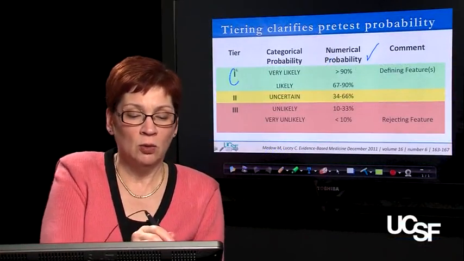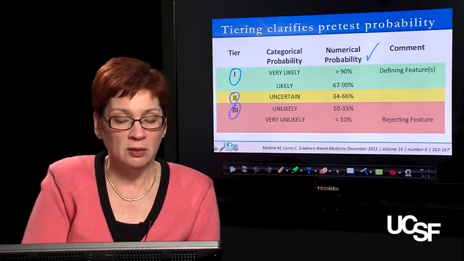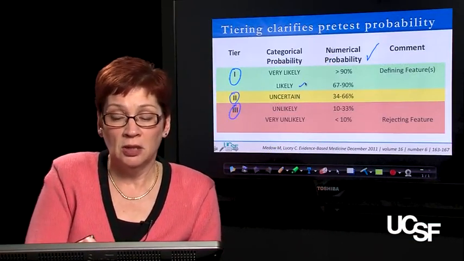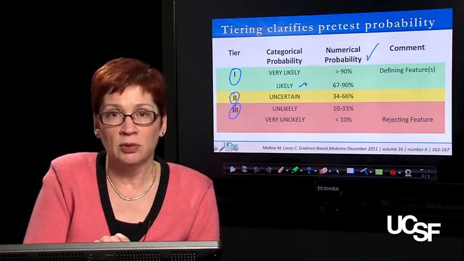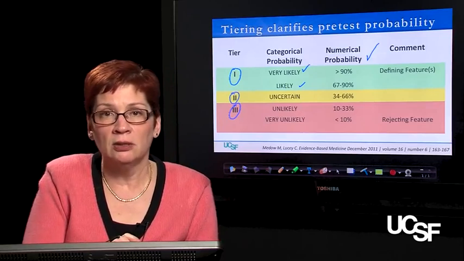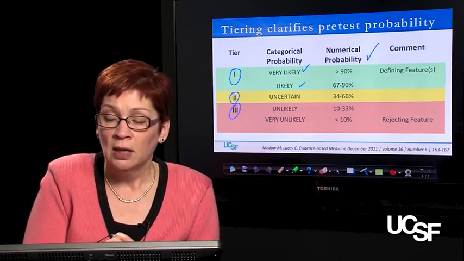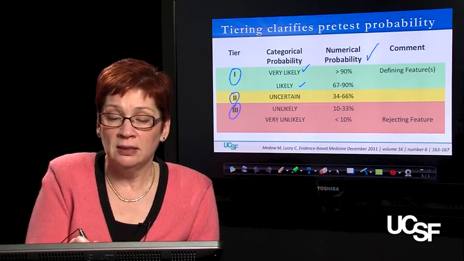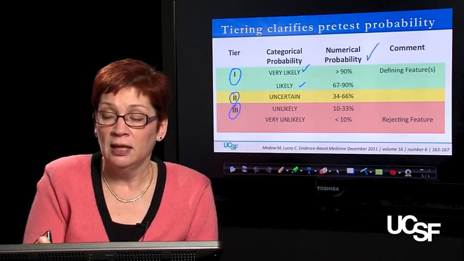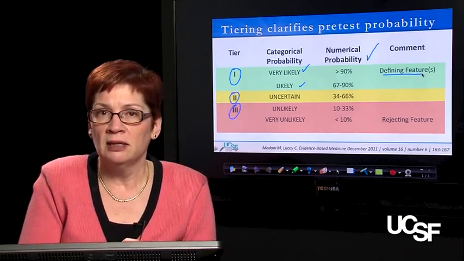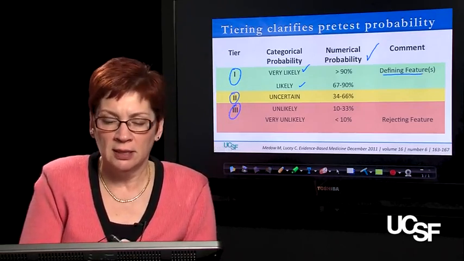And so we start off with tier 1, tier 2, and tier 3, as we just talked about. And I'm going to subdivide tier 1 into likely, so somewhere between 67 and 90% probability, and very likely, which is greater than 90%, and you'll see why we're doing this in a few minutes. And for our work today, I would say that something moves from likely to very likely if there's a defining feature present, that is, something that really classically describes this disease.